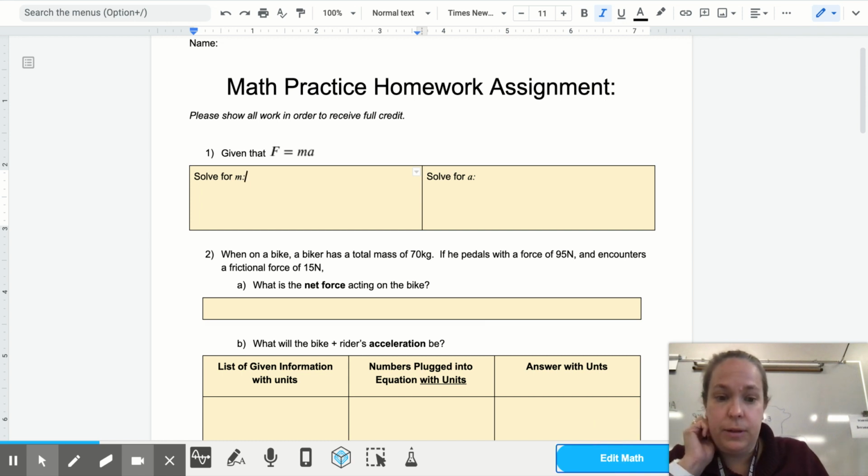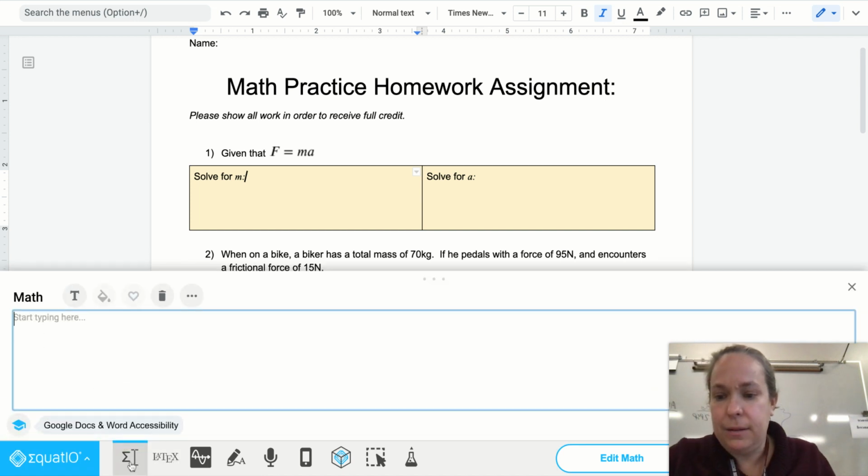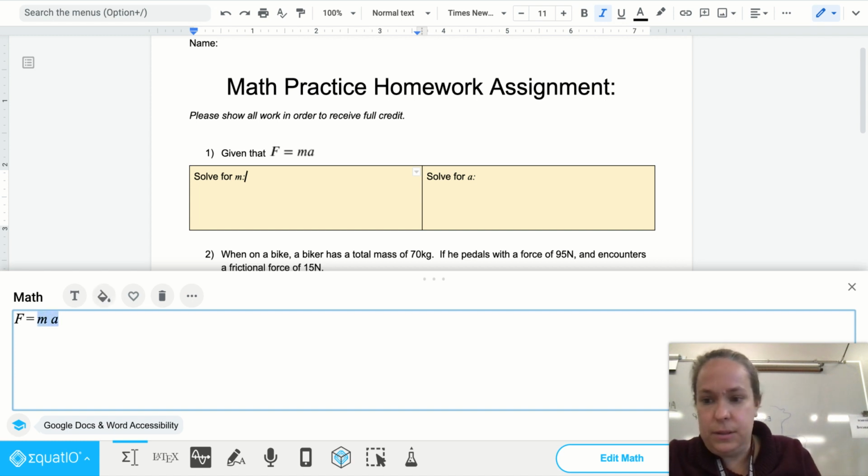We're going to start by rearranging the equation for mass and solving F equals ma for mass. So we start with F equals ma, and we need to get m all by itself on one side of the equation. So I'm going to divide both sides by the a. That way we'll cancel out the a's and we'll just have m by itself. What I do to one side of the equation, I have to do to the other.